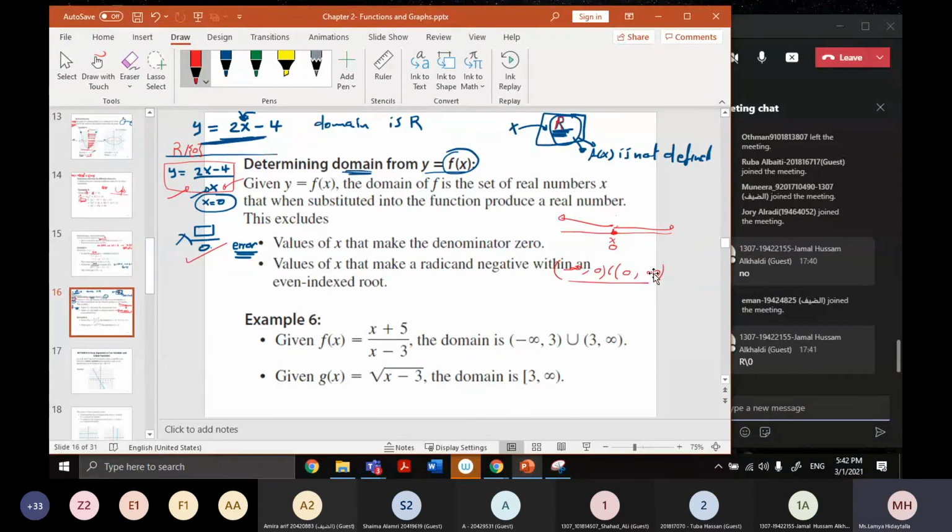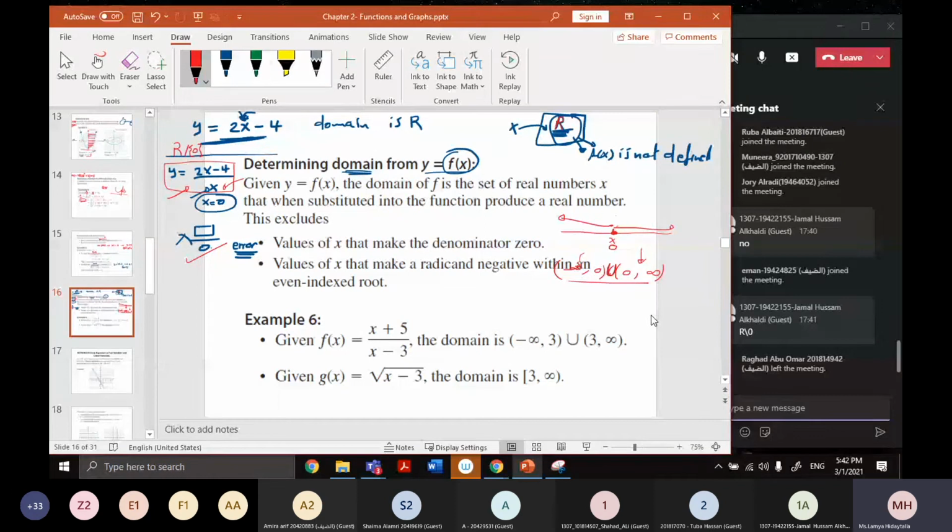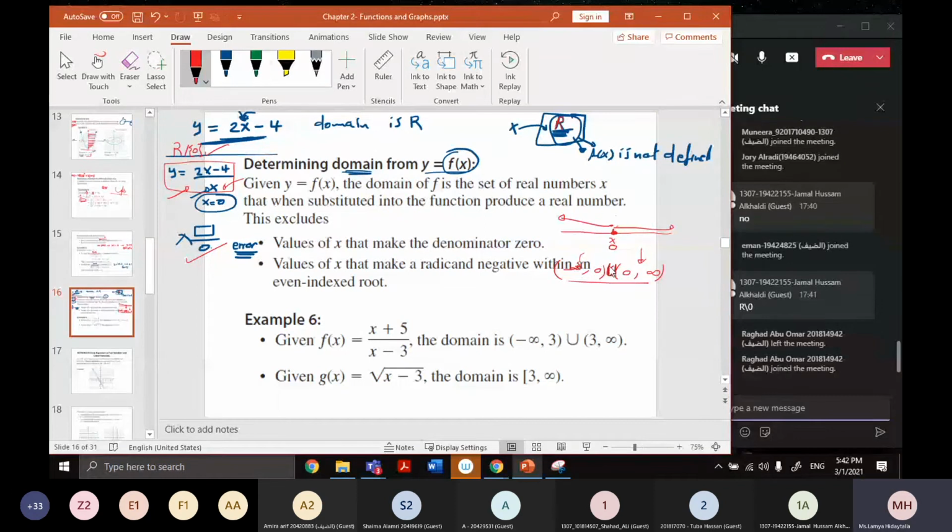So either I can write it like that, okay? Union, minus infinity to 0, union. So all the elements that are here and are here. Okay, this is going to be my domain, or else I can write it like that. So both ways are correct. Okay, clear?